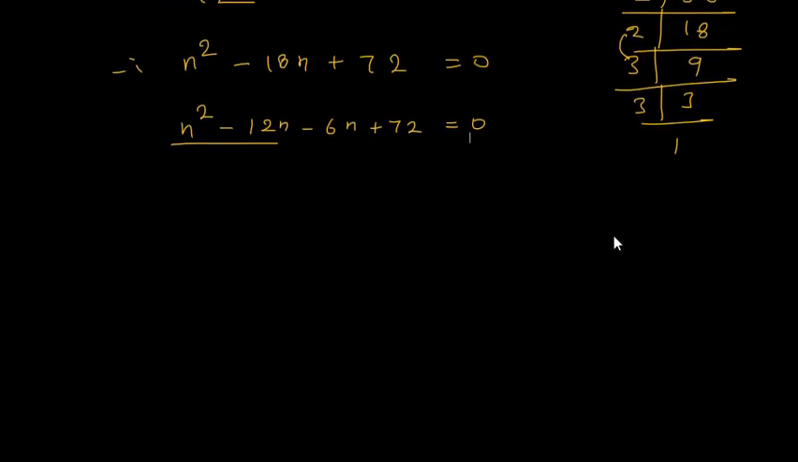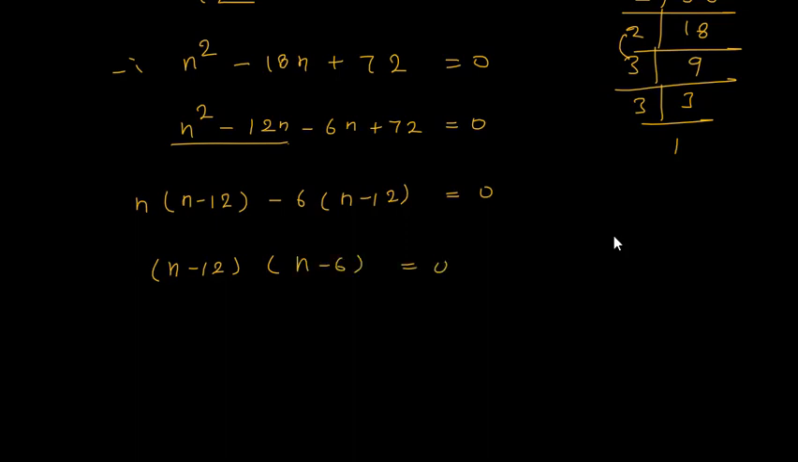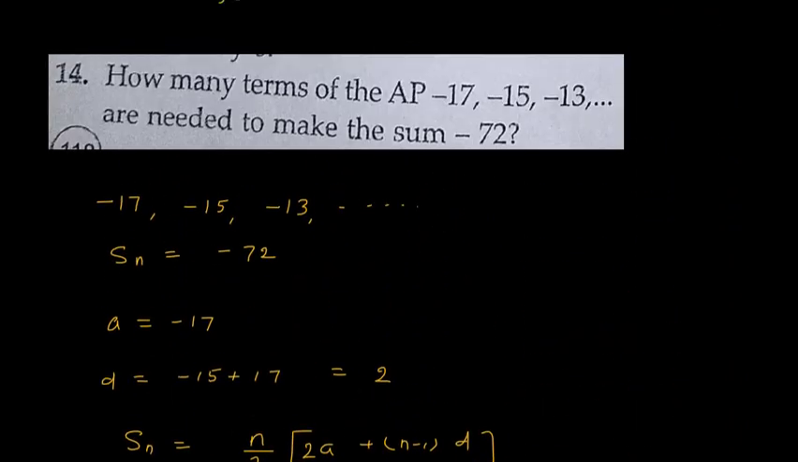Now from here we take n common, so it will be n minus 12. Here you take minus 6 common, it is n minus 12 equal to 0. So in one bracket you have n minus 12, in other bracket you have n minus 6 is equal to 0. So therefore n is 12 or n is equal to 6. So n is equal to 12 or n is equal to 6 will give you the result.